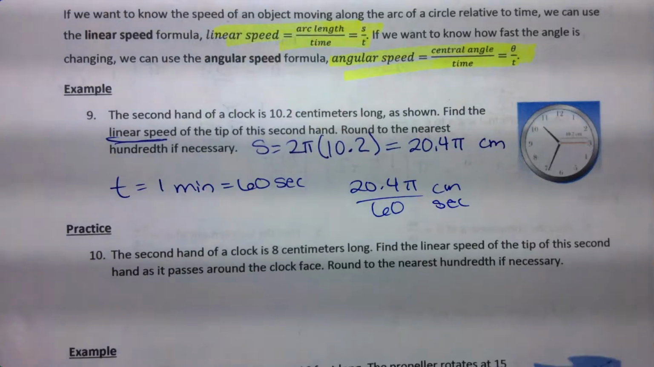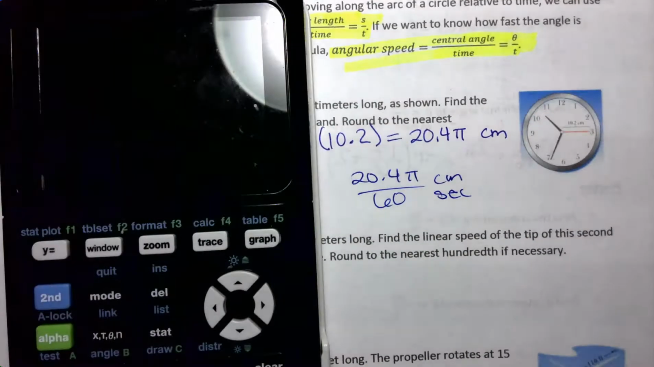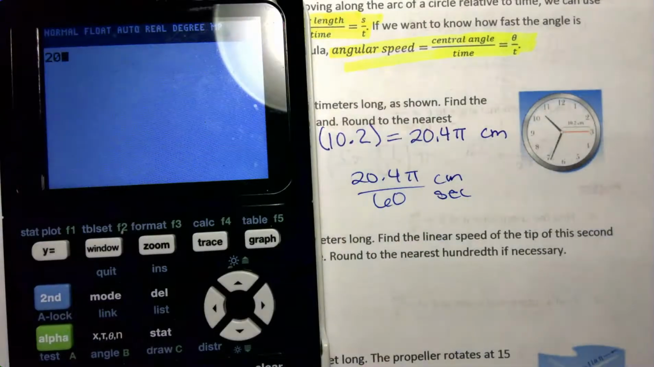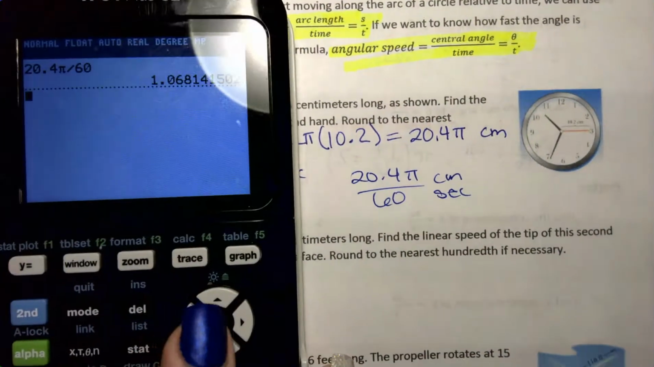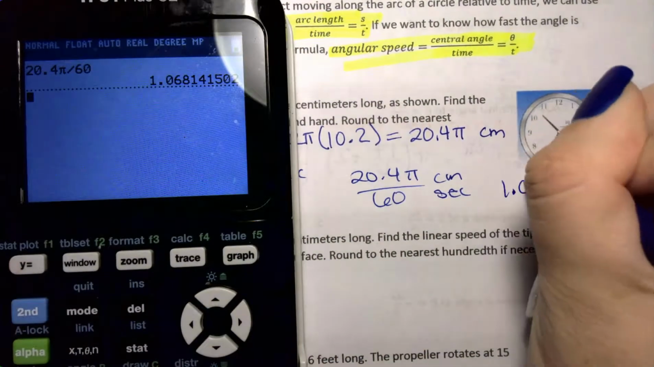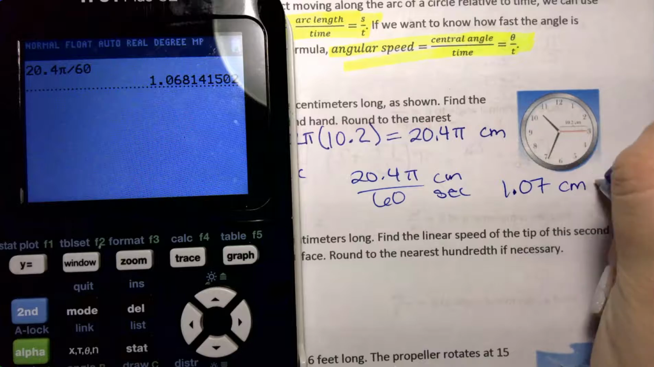So then I just want to go ahead and type this into my calculator. I have 20.4 pi divided by 60, which gets me, what am I rounding to? It helps if I don't cover this, hundredth. So this is going to give me 1.07 centimeters per second.